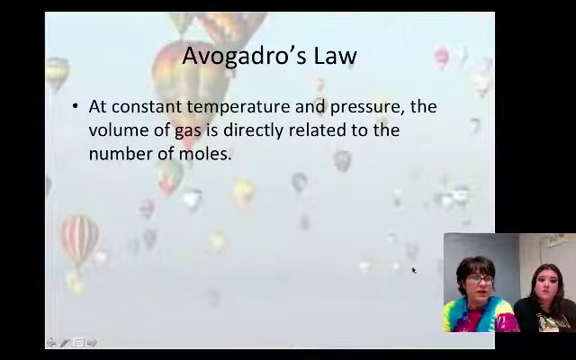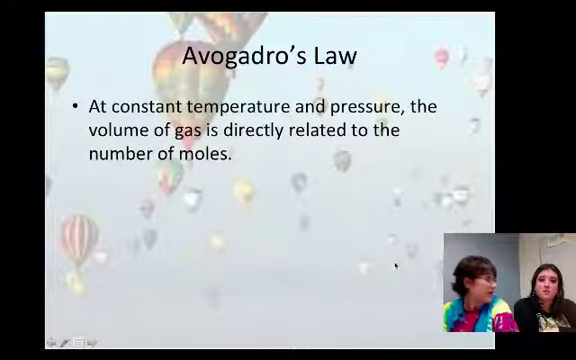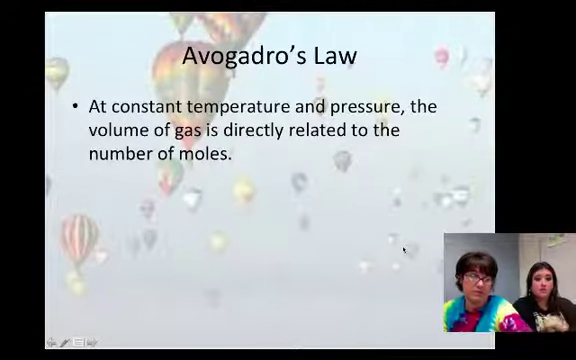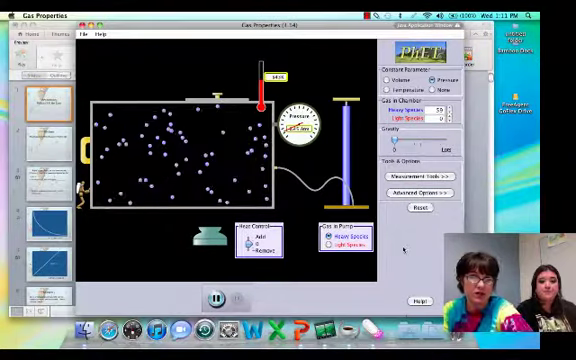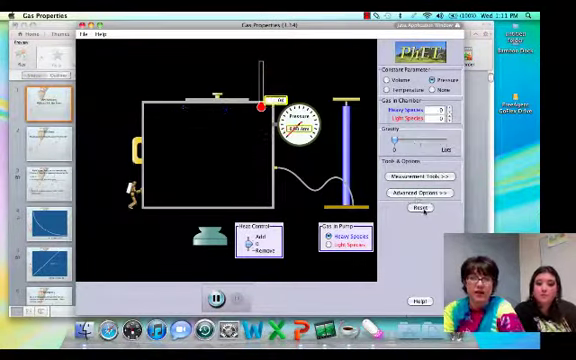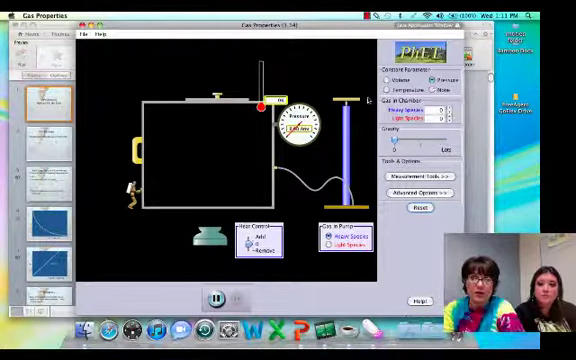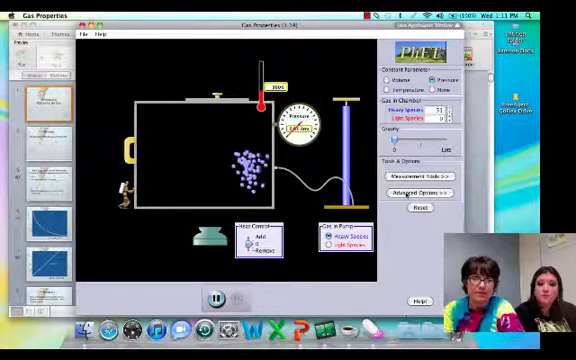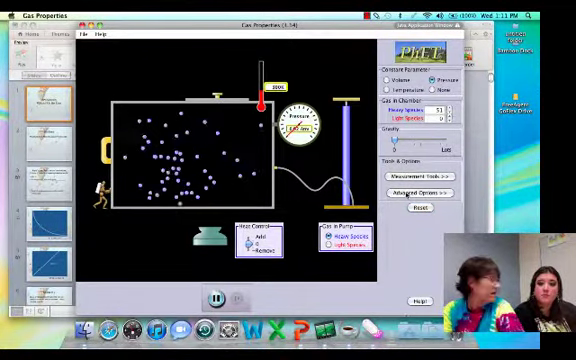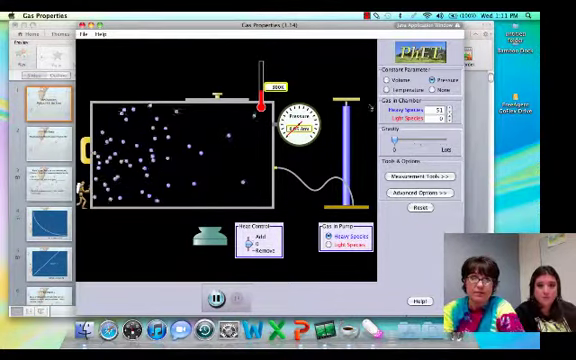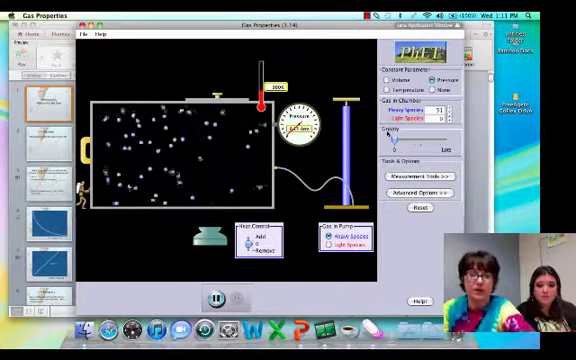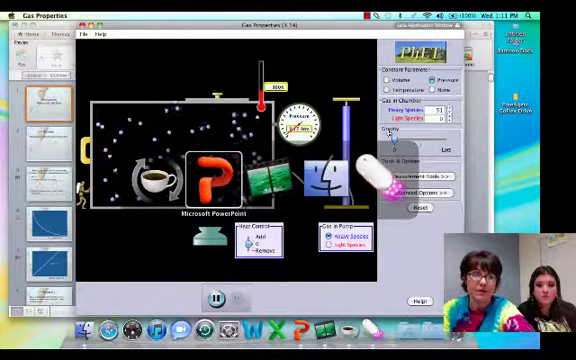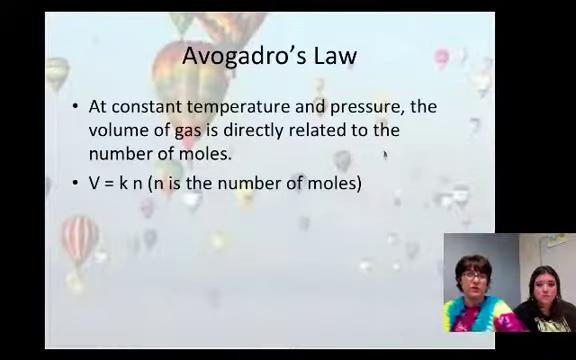So at a constant temperature and pressure, the volume of the gas is directly related to the number of moles. What if we put in more particles? And the volume should increase. Yeah, and that's what we saw before with our simulation, right? When we had more particles put in there, then it made our volume expand, right? So that's what we know to be true. Let's solve some problems using Avogadro's law.